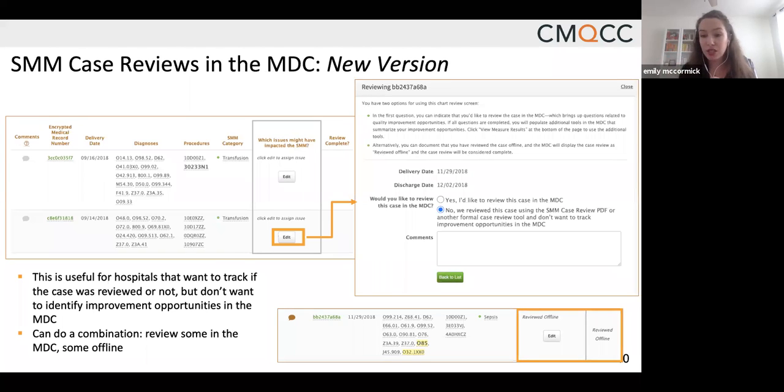So if you want to just use this tool to track that it has been reviewed, but you don't necessarily want to identify the specific improvement opportunities, this is a way to do that. So if you select no, it's been reviewed, but I don't want to review it in the Maternal Data Center, it will now say reviewed offline. You can always do a combination if you want to review some in the Maternal Data Center, but then mark no for others, that's fine. Just know that we need you to answer this question one way or another for us to take it to the next step.